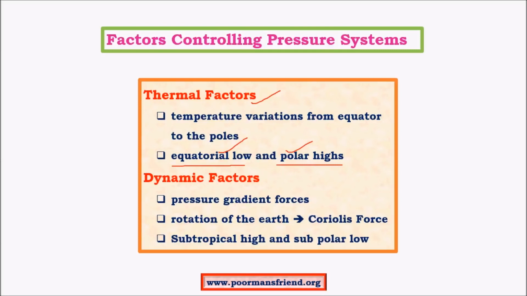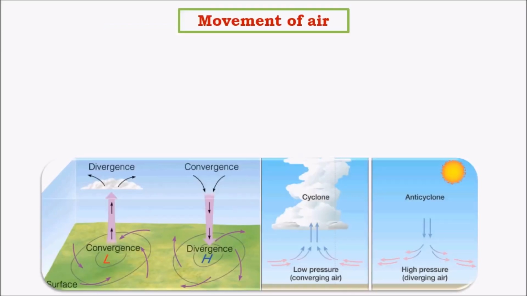And then we have dynamic factors like pressure difference or pressure gradient force, and then we have Coriolis force, which is very important. Coriolis force is nothing but an apparent force which is a consequence of the rotation of Earth. We'll see about Coriolis force in future slides. The pressure belts like subtropical high and subpolar low are the ones which are created due to dynamic forces. We'll see them in detail, only then will we understand these things.